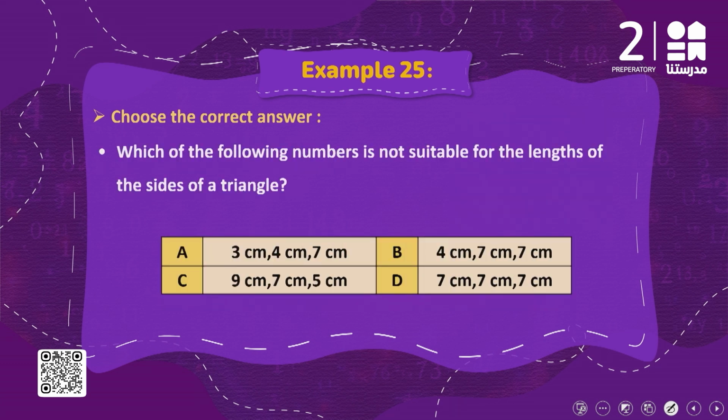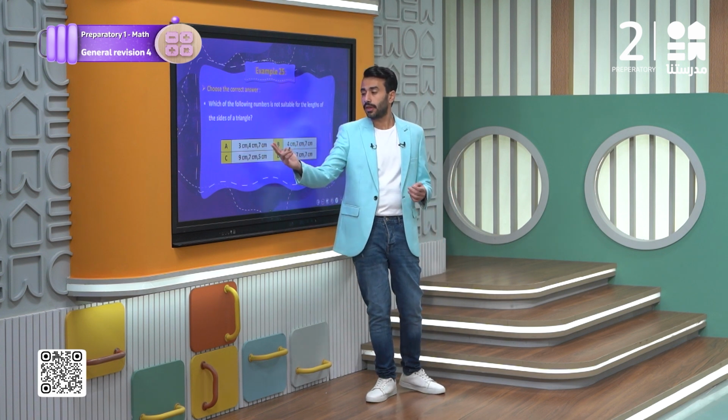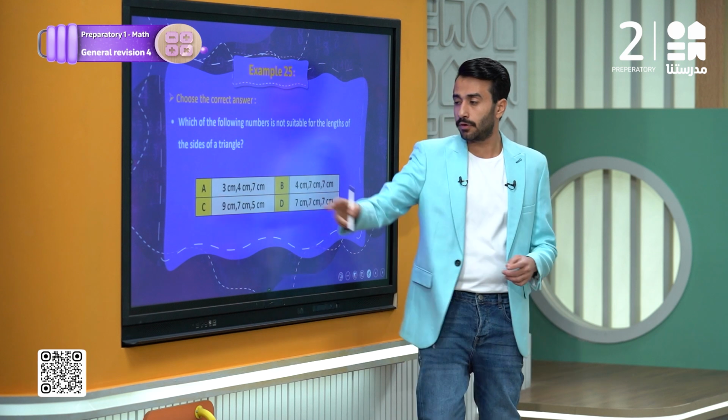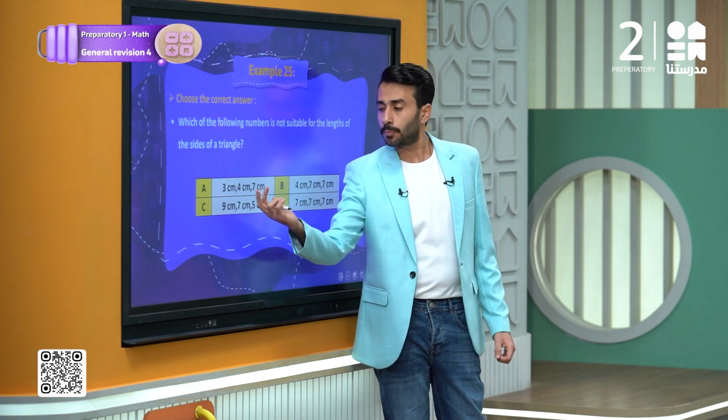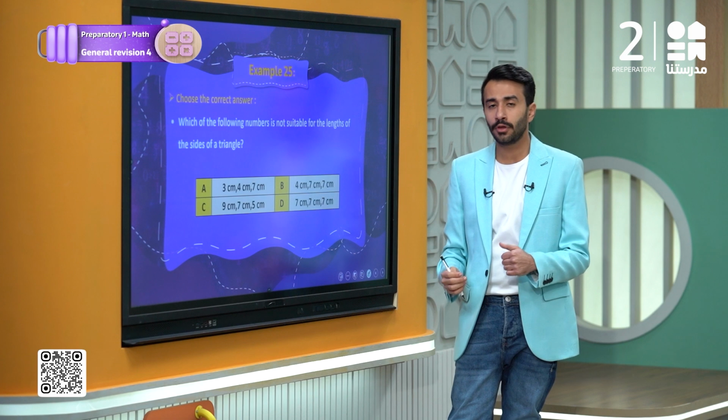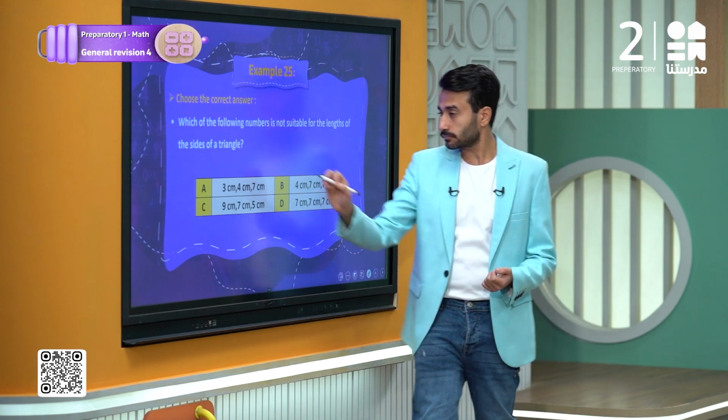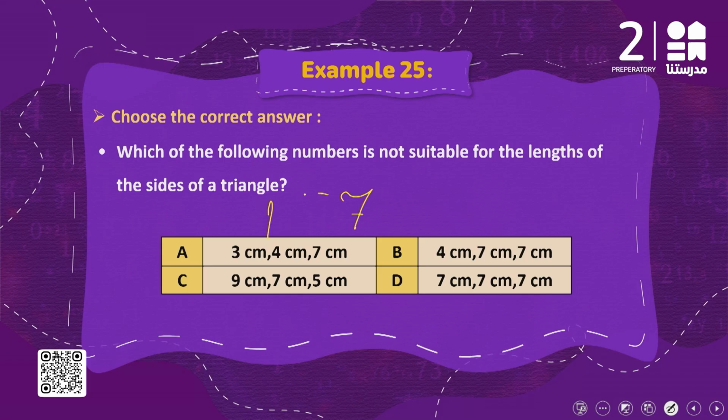Which of the following numbers is not suitable for the length of the sides of a triangle? How can we know that three sides can't make a triangle? Simply take the lowest values, like 3 and 4. Add and subtract. 3 plus 4 is 7. 4 minus 3 is 1. So you have now 1 and 7. The third side must be between them, more than 1 and less than 7. If it's 7, it will not be right. So this one is not suitable for being a triangle.